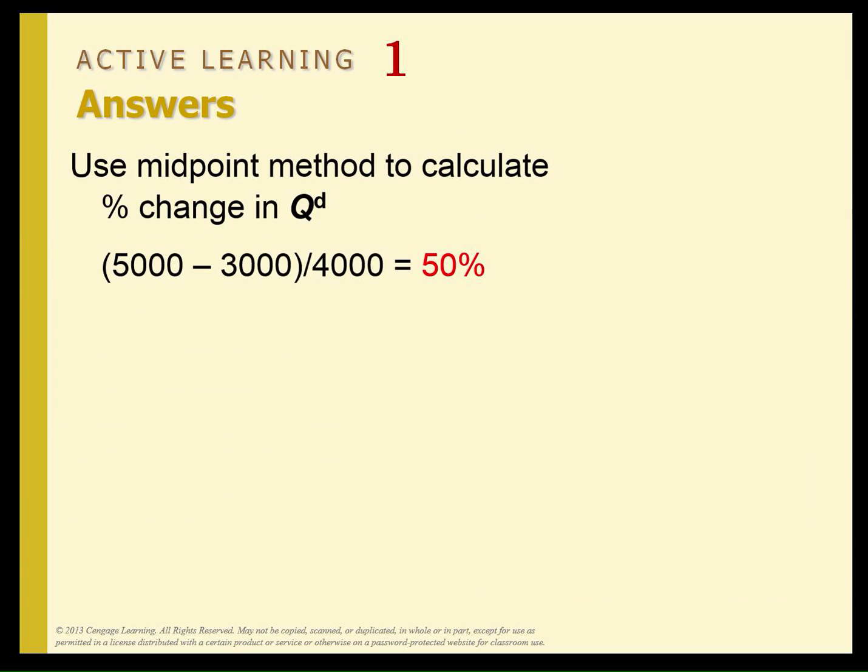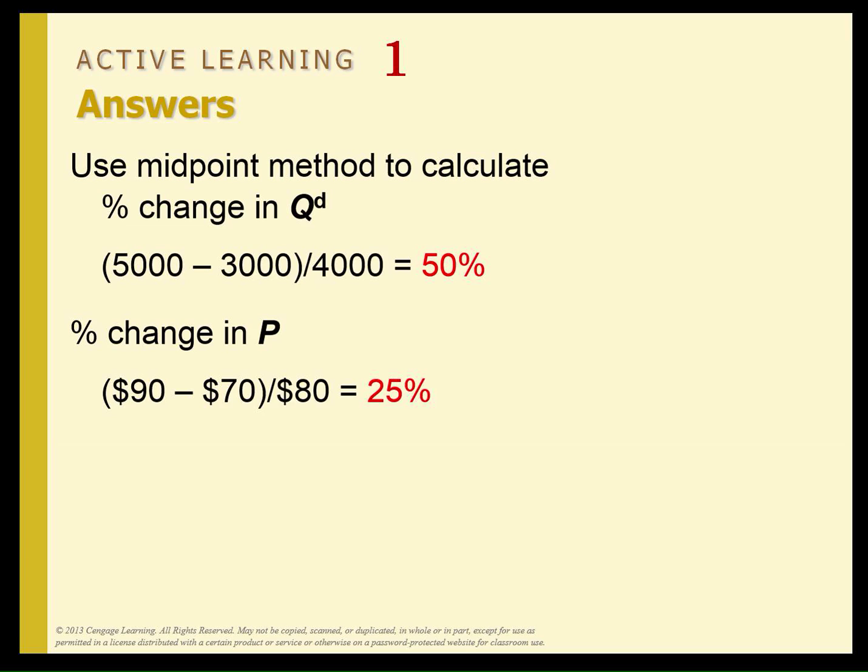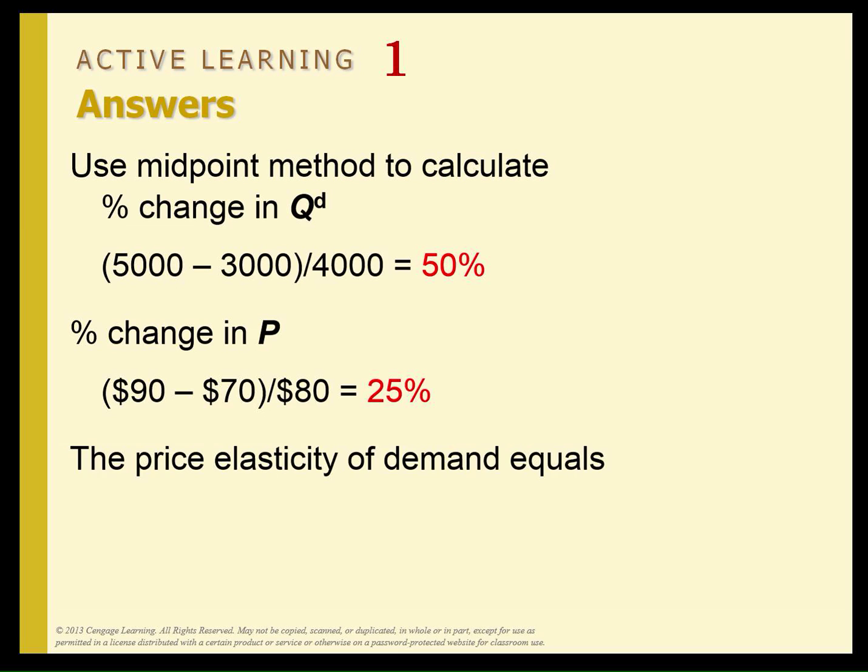Okay, quickly, let's go over this. 5,000 to 3,000 was a change in quantity. The midpoint is 4,000, so that's why I'm dividing it by 4,000. I get 50% change in quantity. Change in price goes from 90 to 70. The midpoint of 90 and 70 is 80. That's 25%. I simply divide those, and I get 2.0.